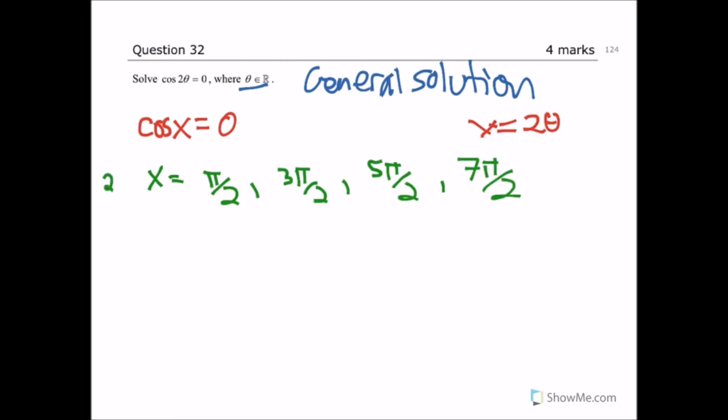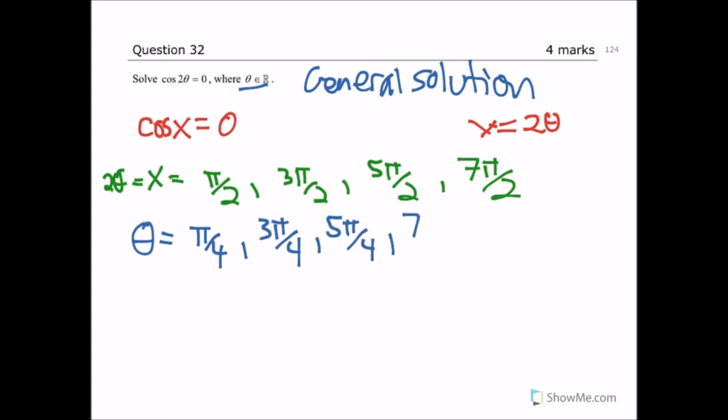However, we know x is actually equal to 2 theta, and we're solving for theta. So the real answers for theta: you would divide all these by 2. So it's pi by 4, 3 pi by 4, 5 pi by 4, 7 pi by 4, etc. And you can see the pattern. It's every pi from pi by 4 on, or every 2 pi by 4. The next one you can see would be 9 pi by 2, and you get to 9 pi by 4.